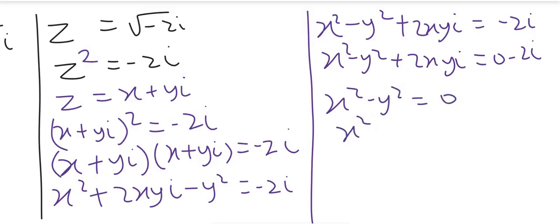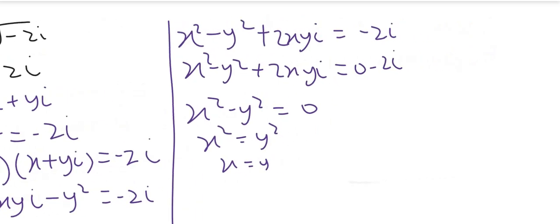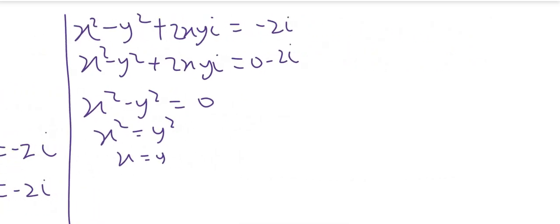So I have x squared equal y squared, x is equal to y. Since x is equal to y, I have the other equation where you have the imaginary part. I've equated the real part. That is what I've got. The next thing is to equate the imaginary part.